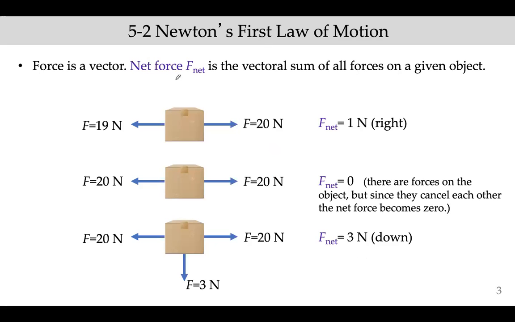Okay, force is a vector. Now we have a concept here. It's called net force. It is the vectorial sum of all forces on a given object. So let me give you an example. Let's say you have this box and two forces like this, one of them to the left, 19 Newtons. The other is 20 Newtons to the right. So if you do the vectorial summation of these forces, what you end up with is 1 Newton to the right. So this is the net force. So the net force is, again, the vectorial sum of all forces on a given object.